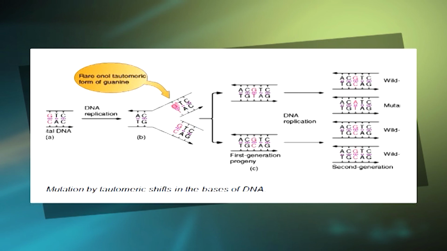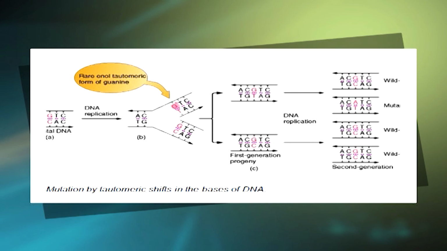In this, a guanine undergoes a tautomeric shift to its rare enol form, which is represented by G asterisk at the time of replication. In its enol form, it pairs with thymine, and in the next stage of replication, the guanine shifts back to its more stable keto form. The thymine incorporated opposite the enol form of guanine as shown in B directs the incorporation of adenine in the subsequent replication. The net result is a GC-AT mutation.